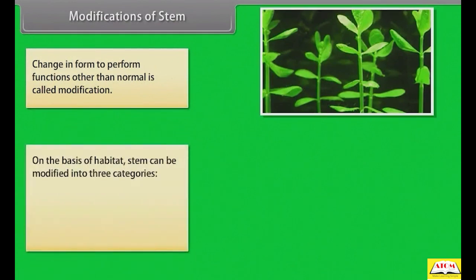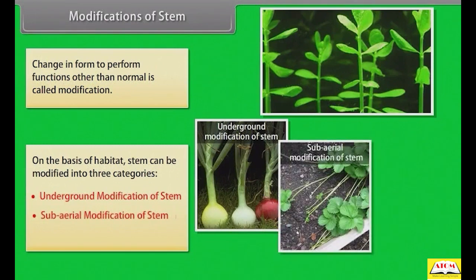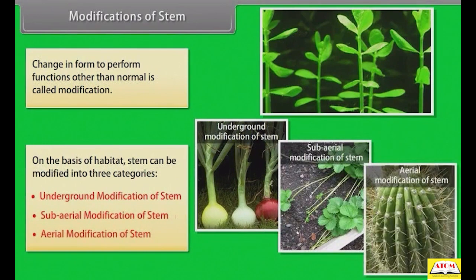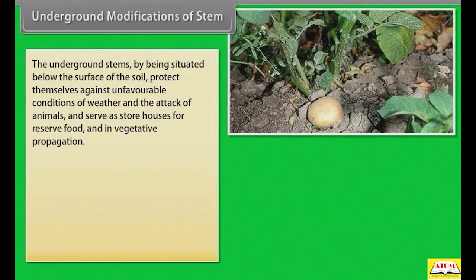On the basis of habitat, stem can be modified into three categories: underground modification of stem, subaerial modification of stem, aerial modification of stem. Underground modifications of stem. The underground stems, by being situated below the surface of the soil, protect themselves against unfavorable conditions of weather and the attack of animals, and serve as storehouses for reserve food and in vegetative propagation.